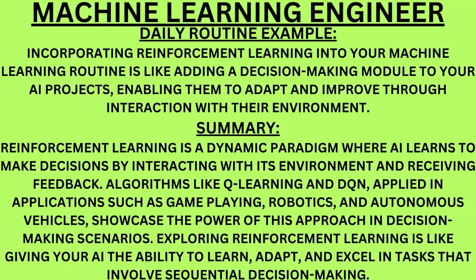Summary. Reinforcement learning is a dynamic paradigm where artificial intelligence learns to make decisions by interacting with its environment and receiving feedback. Algorithms like Q-learning and DQN, applied in applications such as game playing, robotics, and autonomous vehicles, showcase the power of this approach in decision-making scenarios.